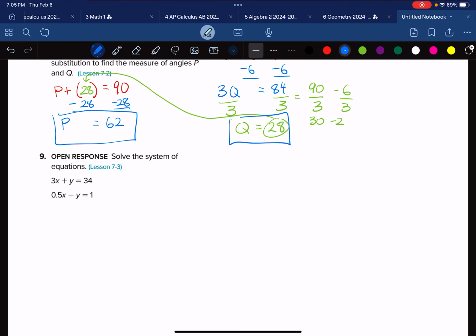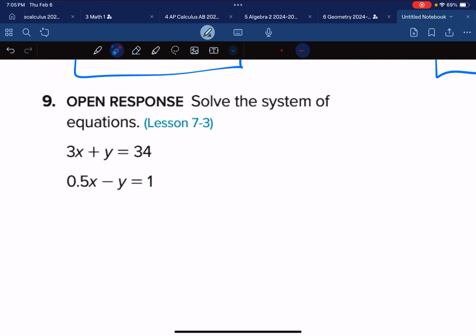Number 9 says, solve the system of equations. I see that the lesson that it's referencing is a lesson where we learned basic elimination. And indeed, I see a positive y and a negative y on top of each other. My variables are lined up. My numbers are lined up, meaning it is ready for elimination. I already have opposites for my variable y. If I just add these together without doing anything, my y's should cancel out. Positive y and negative y are nothing.